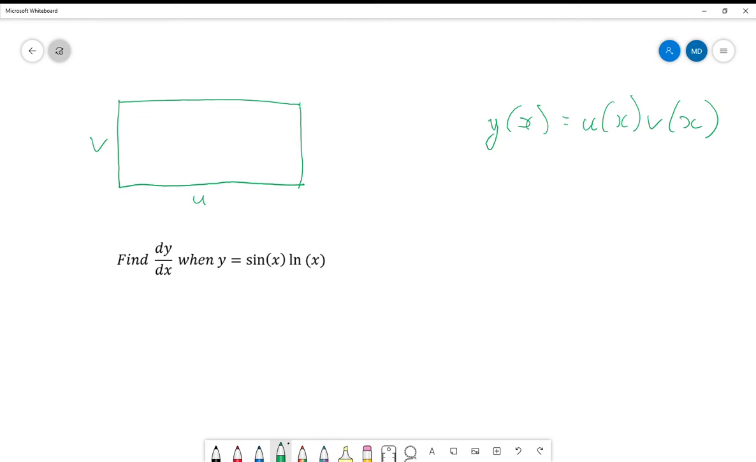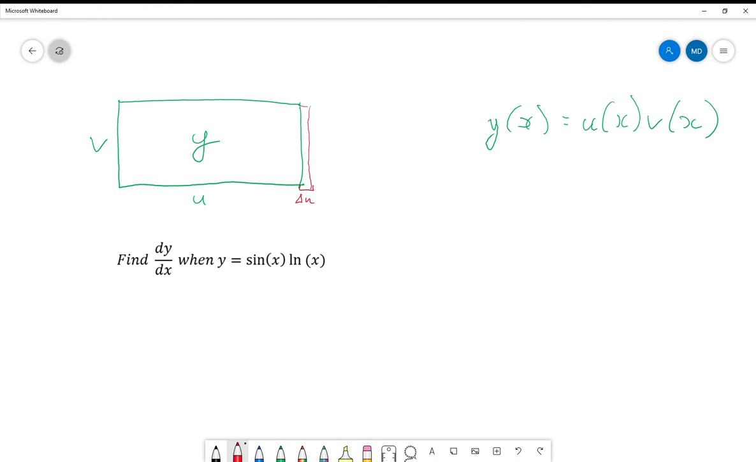And so, therefore, the area of this rectangle is our y. But these are functions, so they can vary. And that's what we're going to do. We're going to add a very tiny change here, and we'll call that delta u. That's our little tiny change in u.